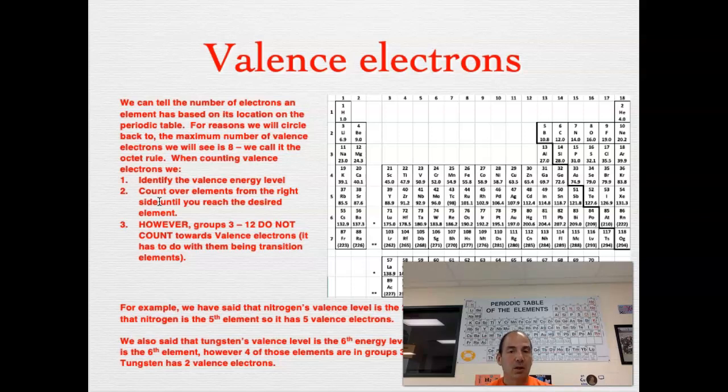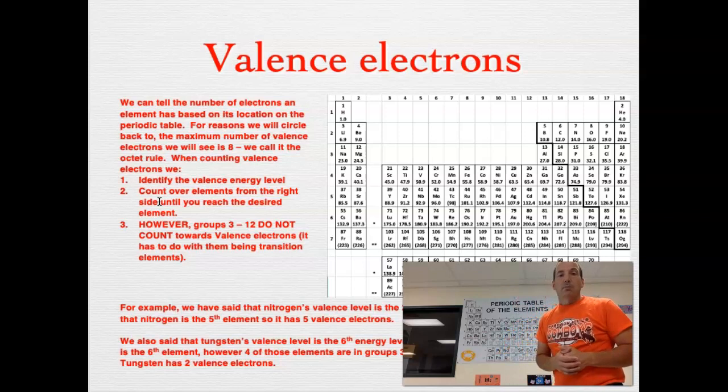Well, when we're counting over, we don't count the transitional metals. Transition, remember, means that they're between energy levels, so they're not going to be counting towards valence electrons. So if we skip this whole segment in here, we're only talking about these 2 elements, and then these 6 elements, and 2 and 6 is 8. So to find valence electrons, really all you have to do is count over, but don't count transitional metals.